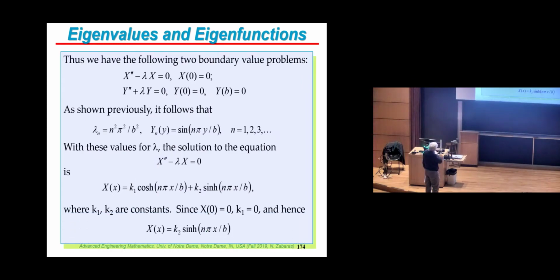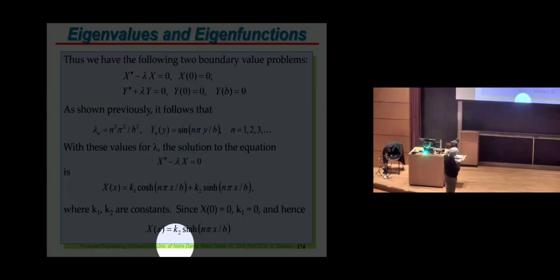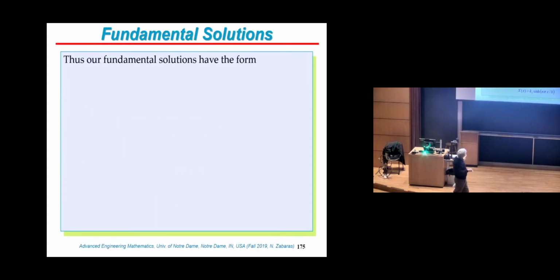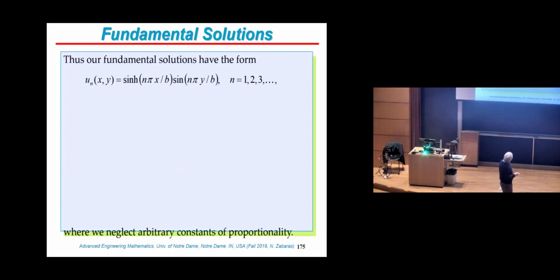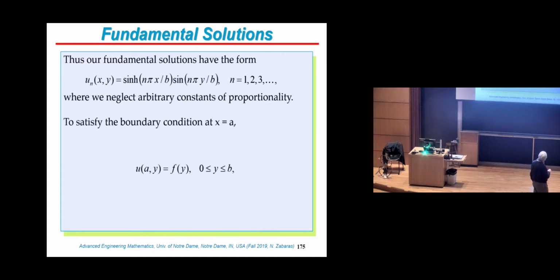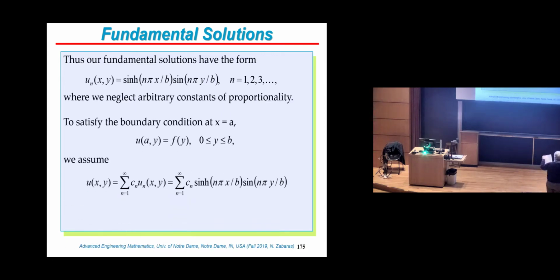So basically, the capital X that we identify is some constant times this hyperbolic sine of the square root of lambda, which is n pi over b. And so let's put all this together. And obviously, we're going to have to use a combination. OK, this slide is good.